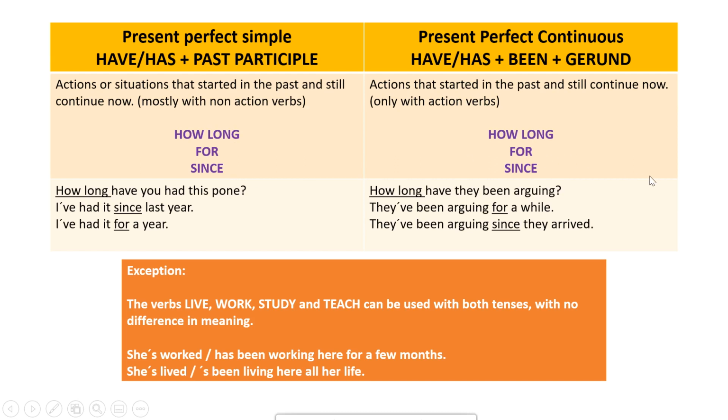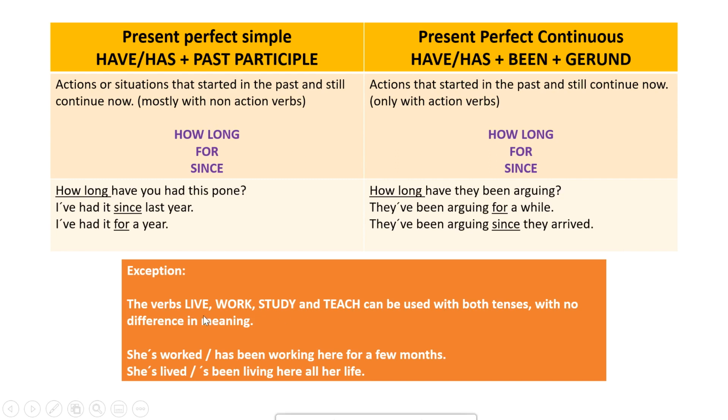Now, in this case, the use of these tenses is very similar. Yes, both of them are used for actions or situations that started in the past and continue until the present. Yeah, so continue now as well. The only difference here is that with non-action verbs, we use the present perfect simple. Okay, and with action verbs, we use present perfect continuous because, as we know, we cannot use non-action verbs with continuous tenses. Yes, this is the main similarity of these tenses.